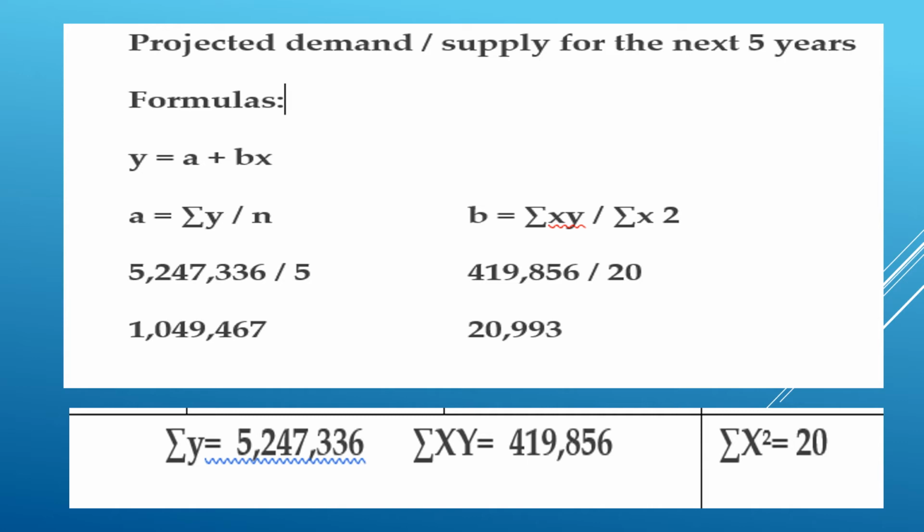Okay, then let's move on to the value of b. It's summation of xy over summation of x squared. So substituting the summation that we have on our table, now we have 419,856 over 20. So we have B as 20,993. So yan nga yung value ng A at B na yan ang kukumpleto ngayon para ma-solve na natin yung value ng Y. Because Y is equal to A plus BX.